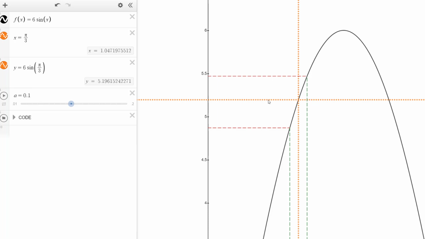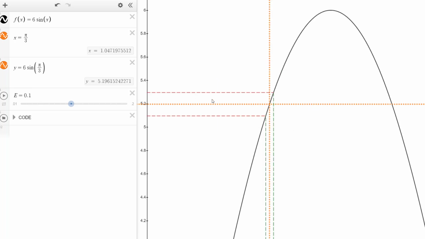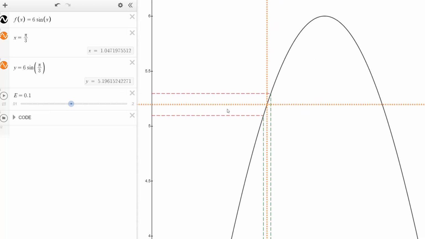So this line right here is at a height of 3 root 3. That's what we're saying our y value should be approaching as the x values get close to pi over 3. And we're wiggling both up and down by a size of 0.1. And I actually don't think that's right. Okay, I did a quick fix on that code, so now it's actually working.